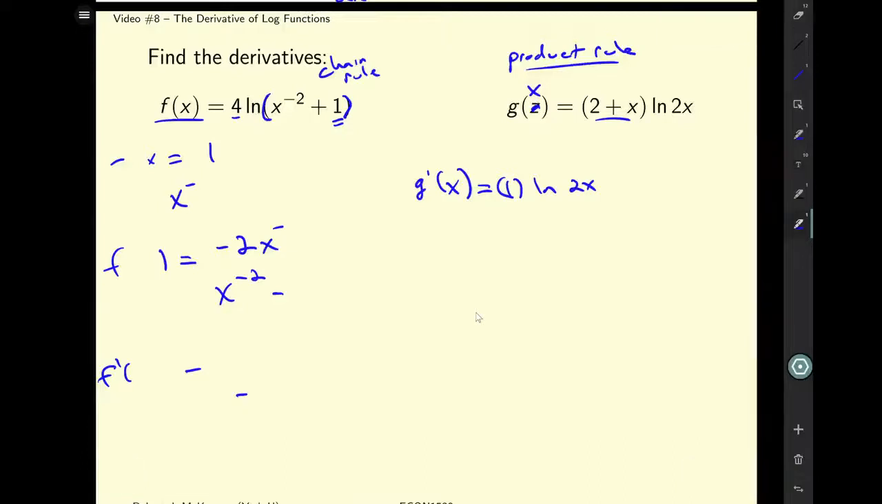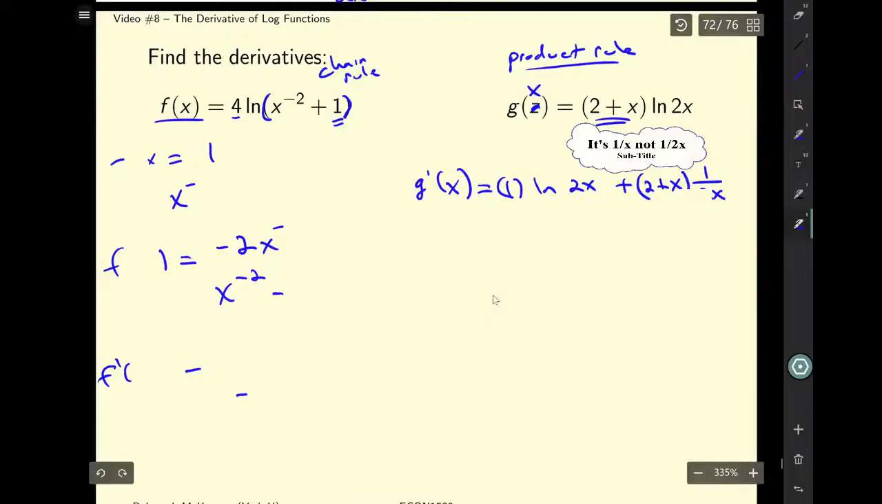And that's our first, the derivative of the first product multiplied by the second function, plus 2 plus x, that's just this thing, times, using the log rule, what have we got? We've got 1 over 2x. And there's just really not very much that I can do with this thing in terms of simplifying. So I think we just have to leave it right there.